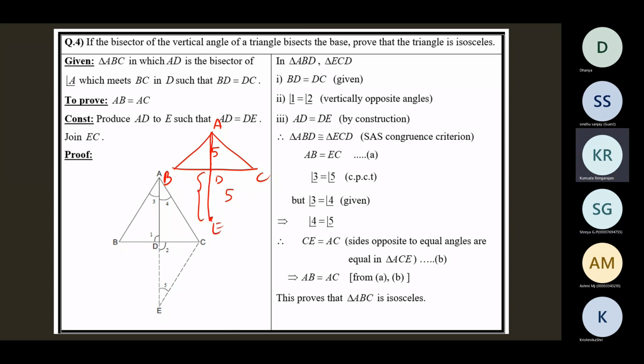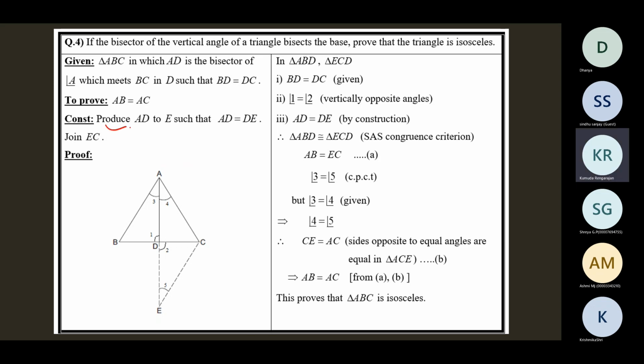So mark a point E such that DE is equal to 5 centimeters, because AD is 5, DE also is 5. And join DE. Is that possible? Yes, ma'am. And can you join? Is it possible to join CE like this? Yes, ma'am. Now, by doing this construction, we are not disturbing any information in the original figure.